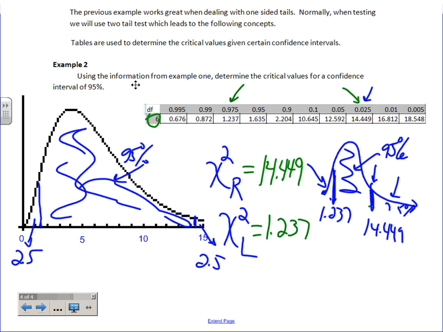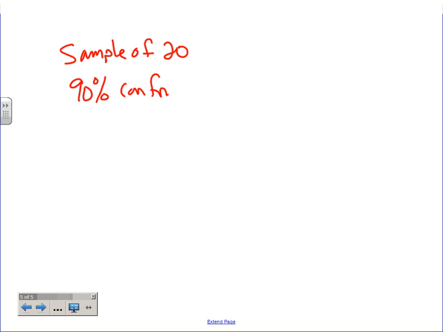Well, I think it's a sample of, we'll say 20. So just find that. So I'm giving you a 90% confidence interval and have a sample of size 20. Can you go get the critical values for me? So sample of 20 and 90% confidence. So go find chi-squared right, chi-squared left.